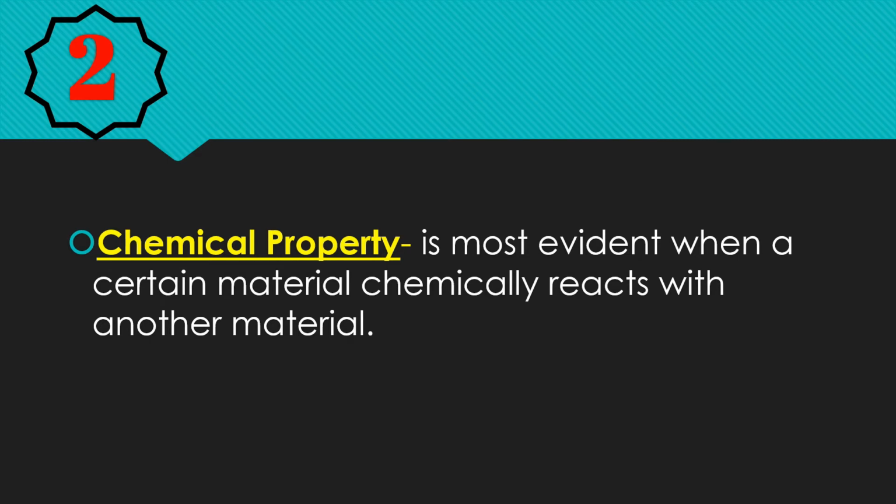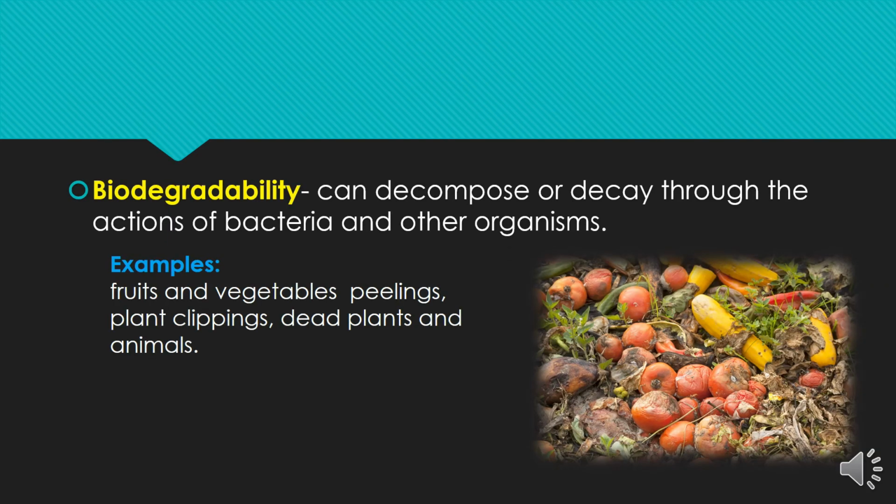Let's proceed to the chemical property of a material. It is most evident when a certain material chemically reacts with another material. A chemical property of material is biodegradability. It can decompose or decay through the actions of bacteria and other organisms. Examples are fruit and vegetable peelings, plant clippings, dead plants, and animals.